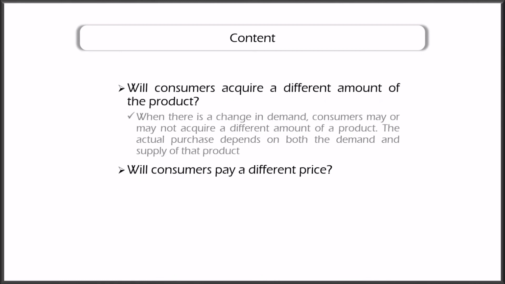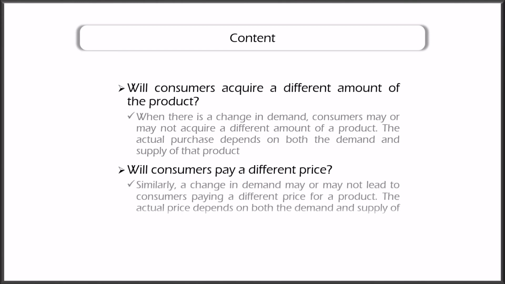When there is a change in demand, consumers may or may not acquire a different amount of the product. The actual purchase depends on both the demand and supply of that product. Similarly, a change in demand may or may not lead to consumers paying a different price for a product. The actual price depends on both the demand and supply of that product.